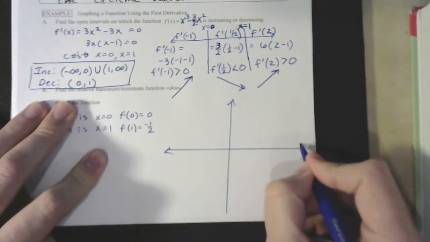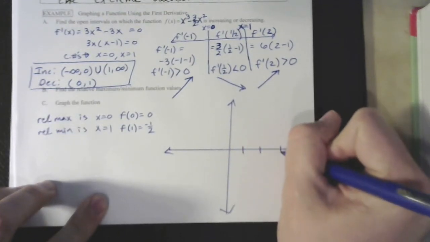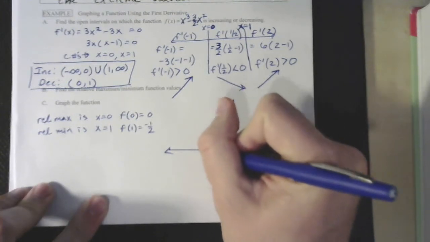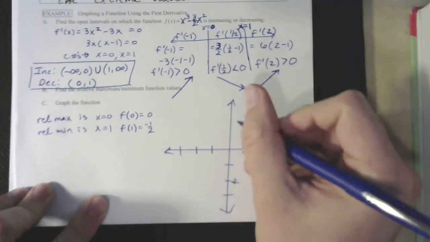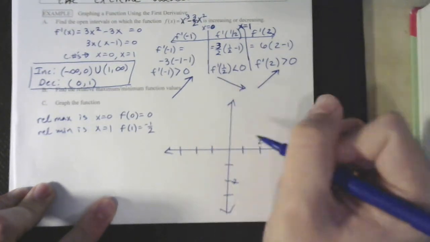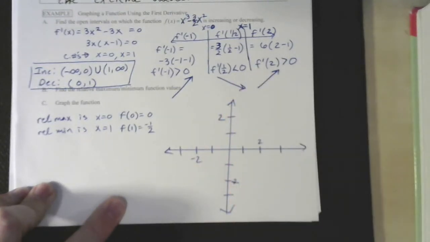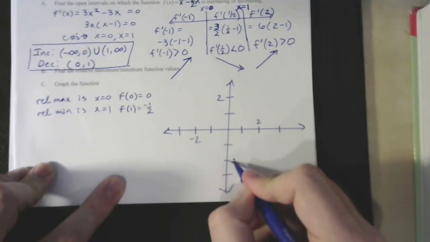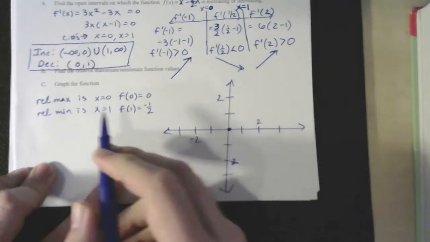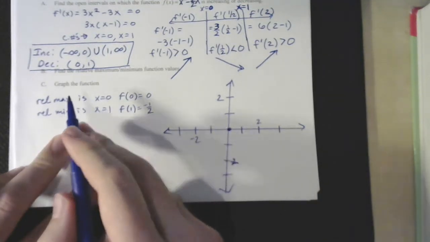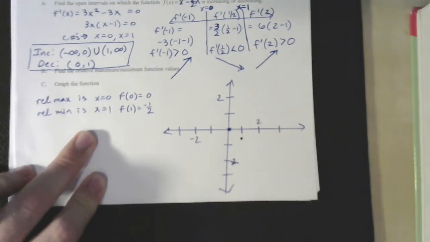So I'm going to give myself some axes, and I'm going to scale by 1s. This is negative 2, and this is positive 2. This is negative 2. This is positive 2. So we have 0, 0 is a maximum. We have 1, negative 1/2 is a minimum.